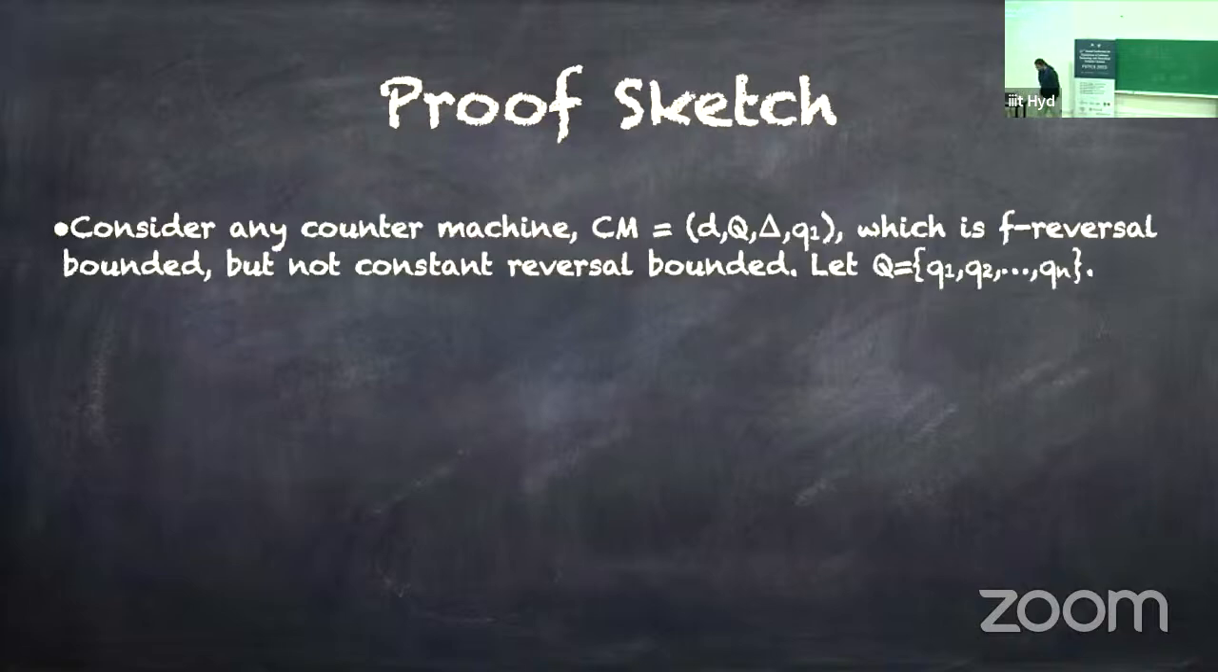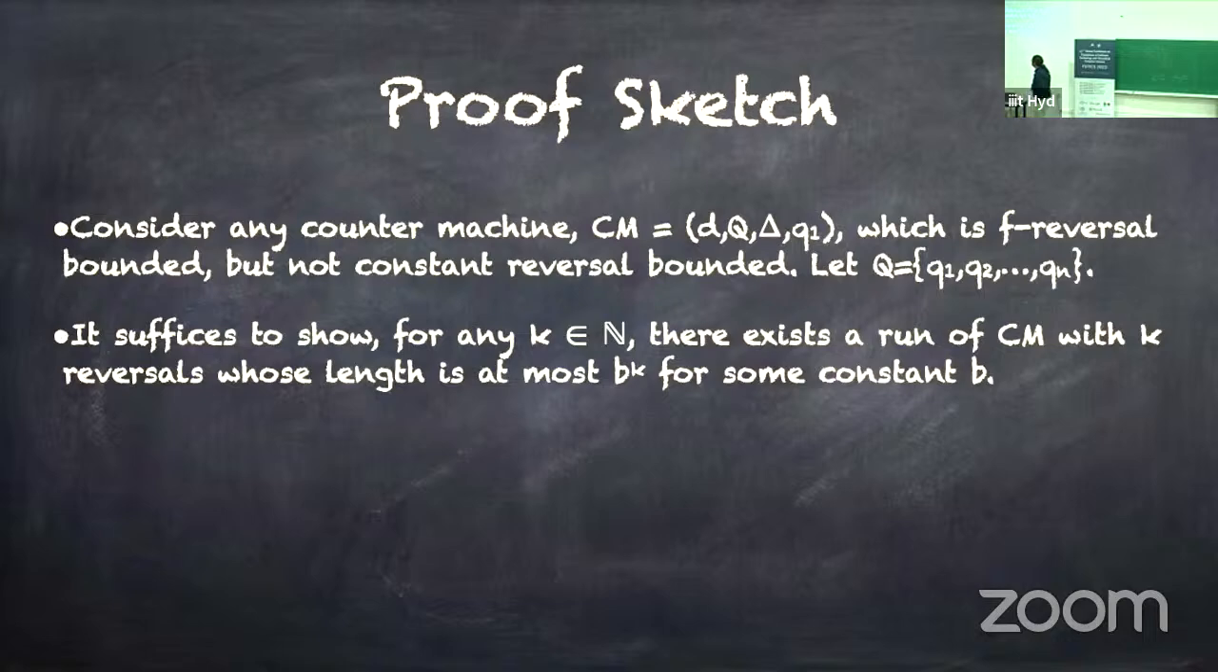And now basically we start with the proof sketch. So consider any counter machine CM = (Q, δ, q1). This is not q0, just notice that. And which is f-reversal bounded, but not constant reversal bounded. And let Q = {q1, ..., qn}, which basically you arbitrarily order, so give a total order to your control states. And now it suffices to show that for k belongs to N, there exists a run of CM with k reversals whose length is at most b^k for some constant b. Because if this happens, it will violate the constraint that it's f-reversal bounded, where f grows slower than logarithm.